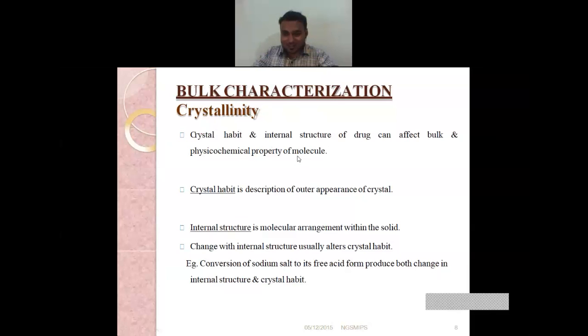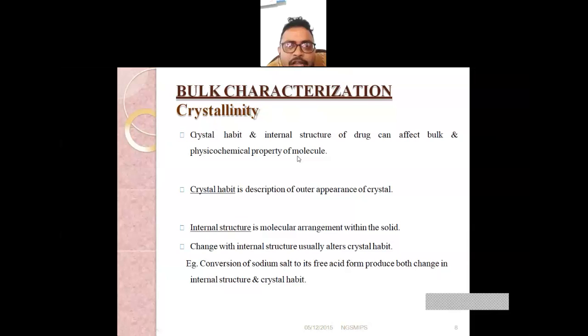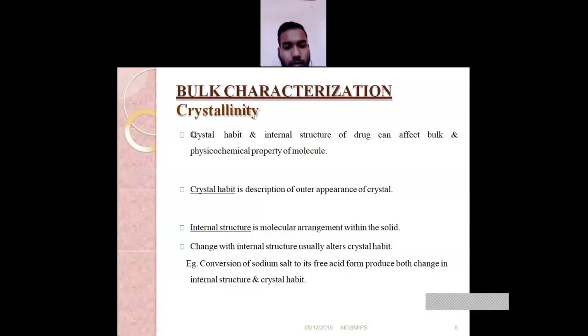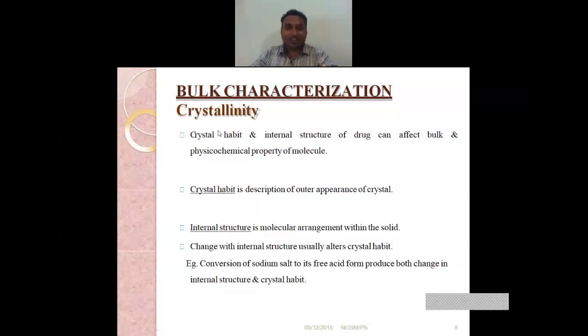Cubic, orthorhombic, triclinic, trigonal, hexagonal, monoclinic. Yes, very good. There are 7 types of crystalline shapes, is it not?